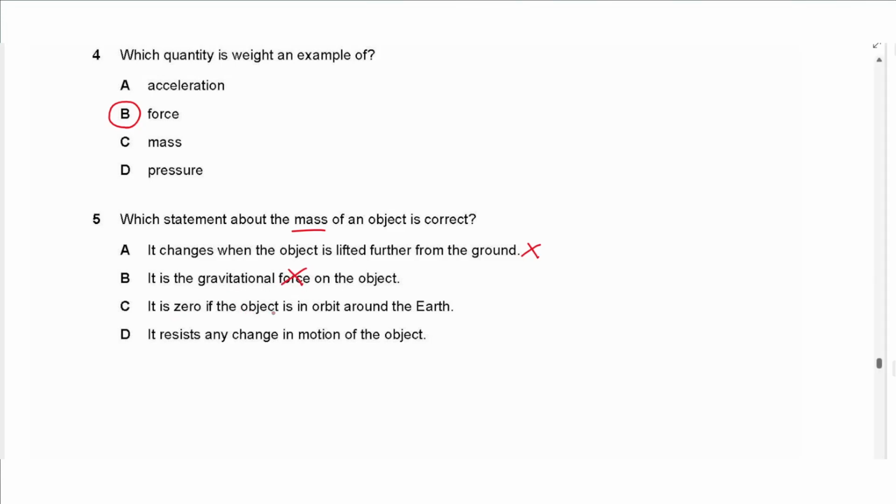It is zero if the object is in orbit. No, the mass is not zero. It resists any change in motion. Yes, this is according to Newton's first law. If a mass is at rest, it remains at rest, or if it's moving, it moves with constant velocity if there is no resultant force on it.